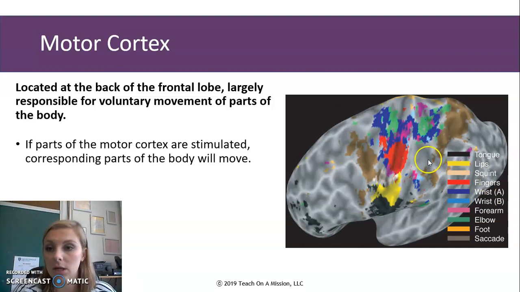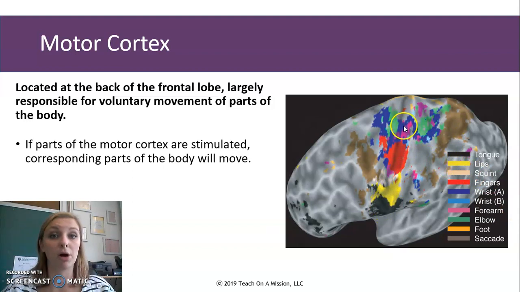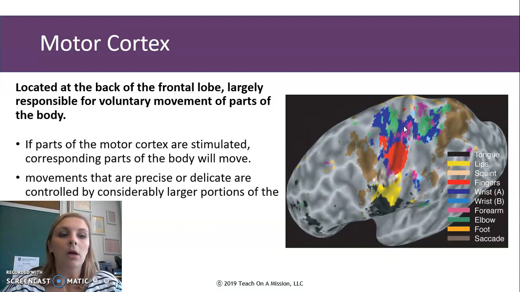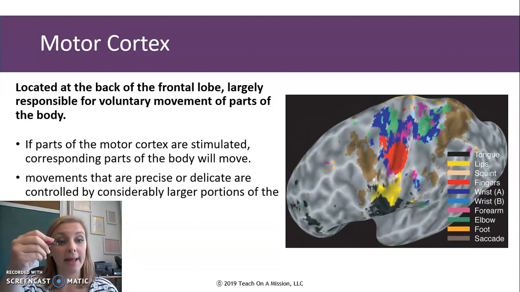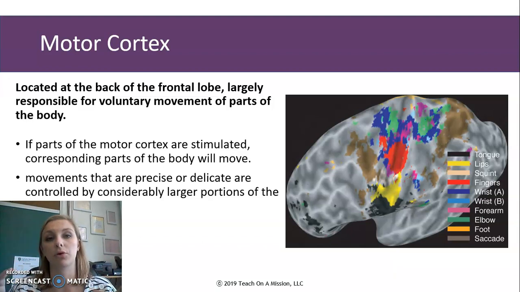So you can see over here what parts of the body are controlled by which part of the motor cortex. Movements that are precise, so small or delicate movements, things like holding a pen with our hands, are going to be controlled by larger portions of the motor cortex, whereas things that don't require such precise movement are going to be controlled by smaller sections.